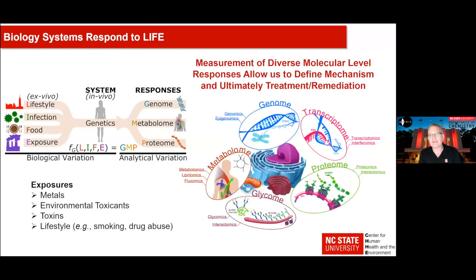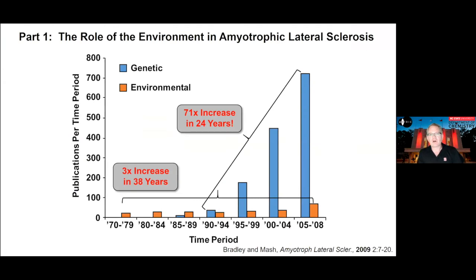And then we try to bring these data sets together, collected from other people like genomics and transcriptomics, which we don't do, but then we do the other omics and try to pull these data sets together, which is much more difficult than it might seem. So part one of this talk is the role of the environment in ALS.